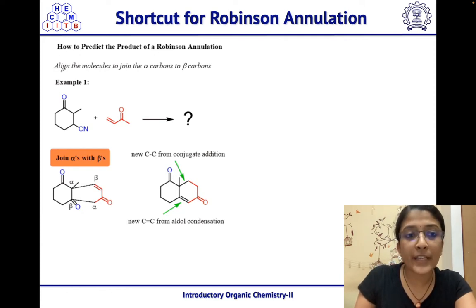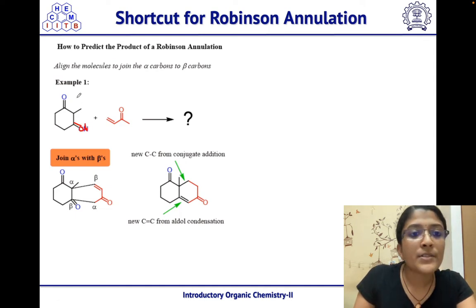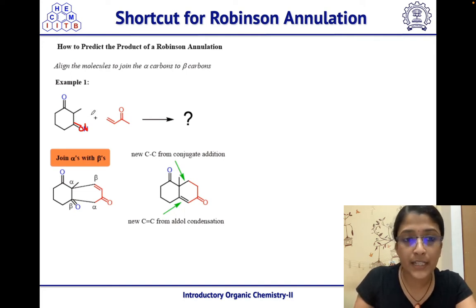So first we have to align the molecules. We know that there will be two starting materials, and here this will be a ketone. We should align the molecules to join the alpha carbons to beta carbons. So we should align it in such a way that the alpha carbon of one of the starting materials will be towards the beta carbon of the other starting material.